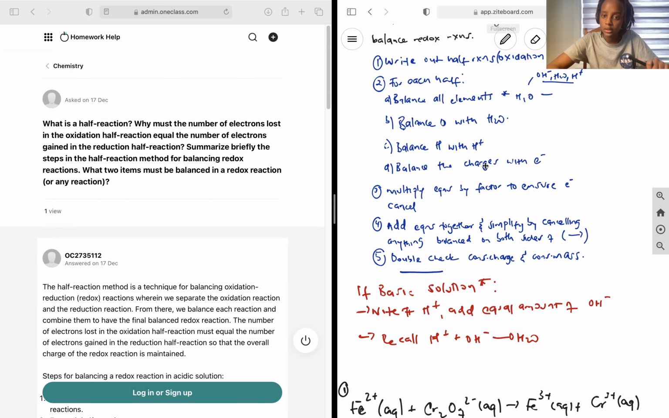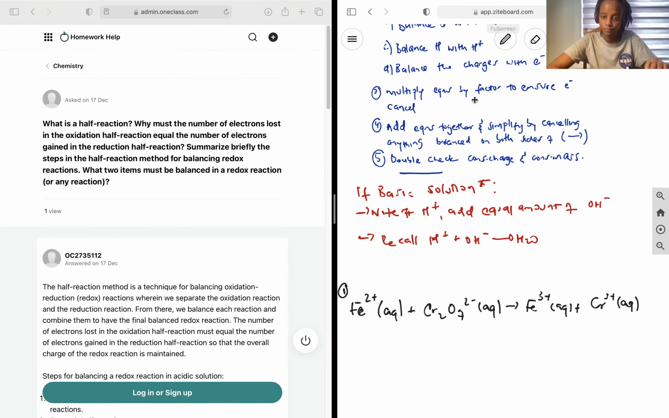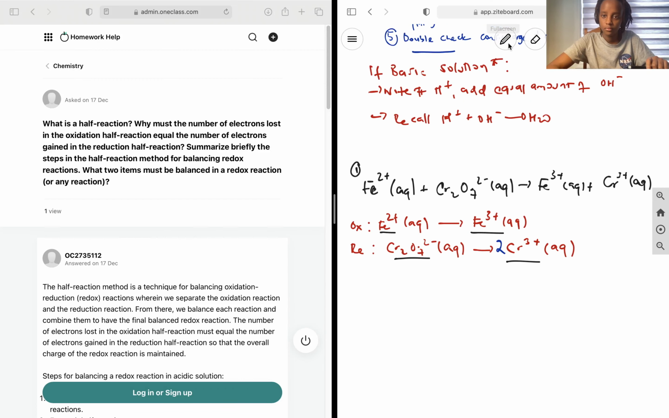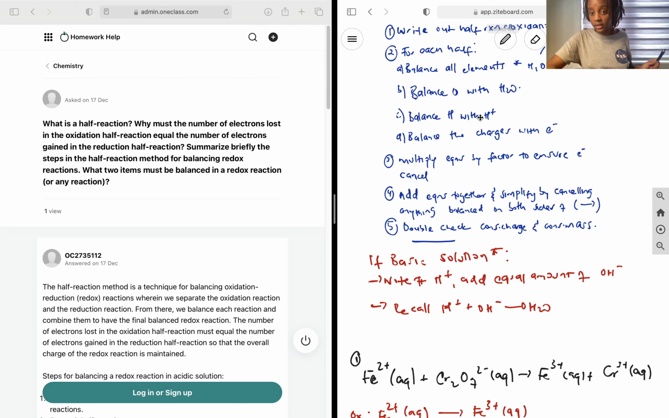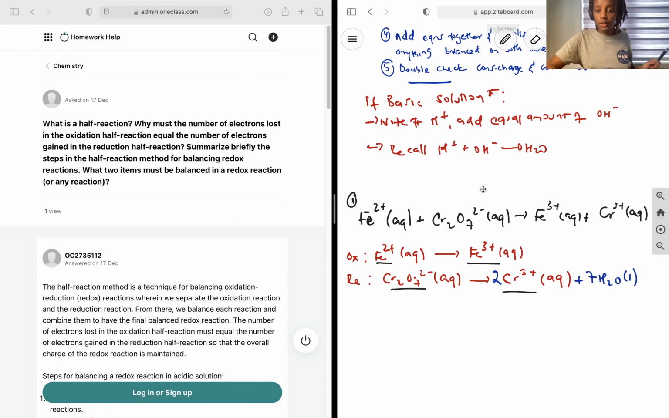Scroll back up here, check, and we balance O with H2O. Okay, so because we have 7 O here, we're going to have plus 7 H2O on this side. And because we're now finished with that step, next we move to balance H with H plus. So here there's no hydrogen, but here we have now added 14 hydrogens that we will need to balance. And so let's just actually rewrite this.